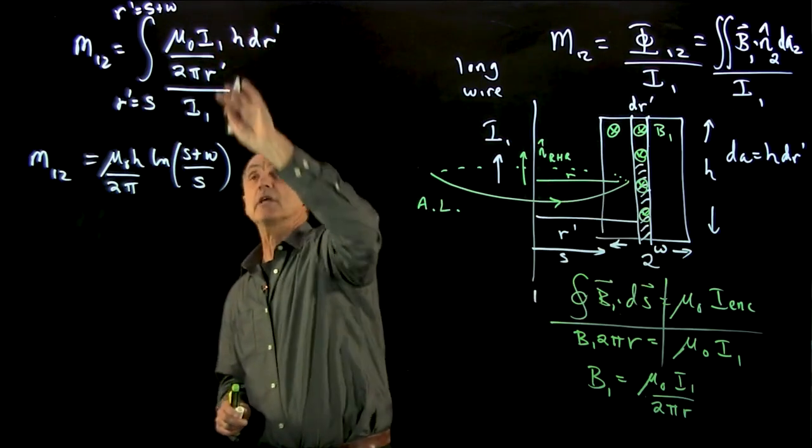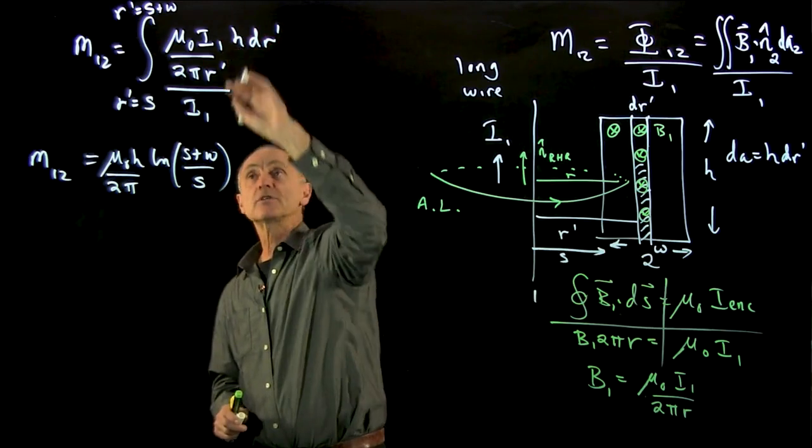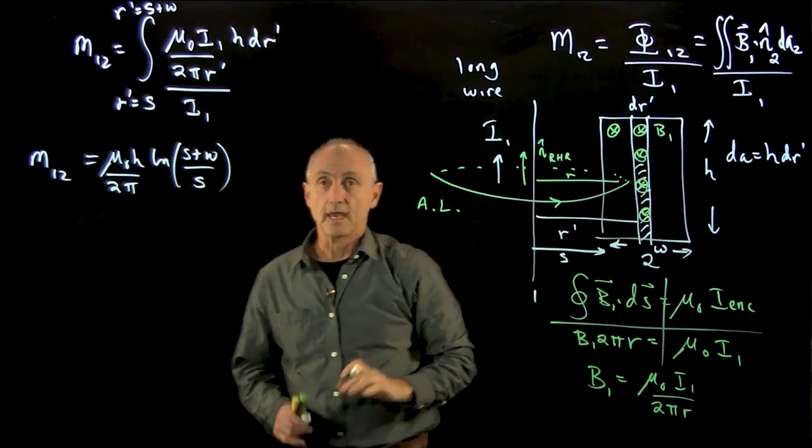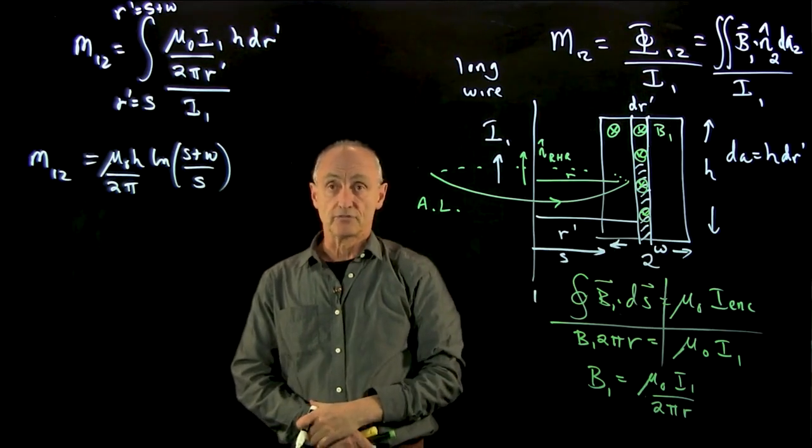The I's are canceling. I is producing the flux, and we're dividing by I. And that's how we calculated it for this first example.